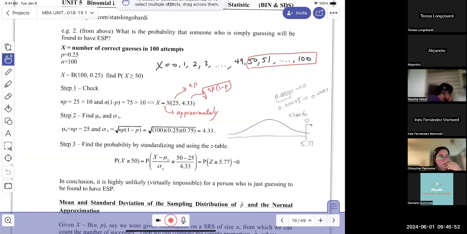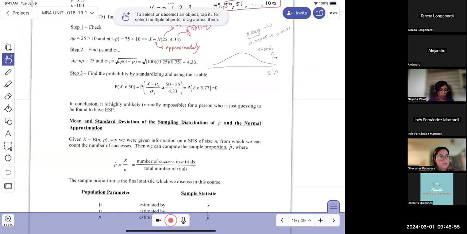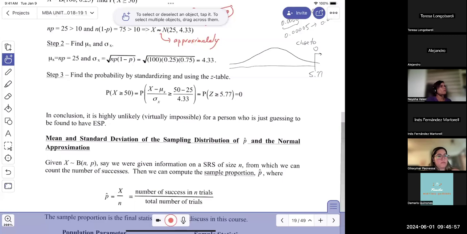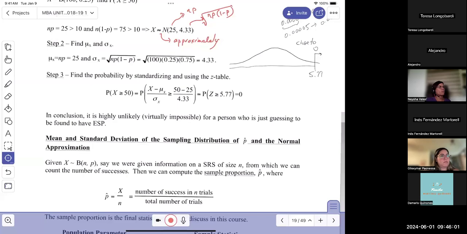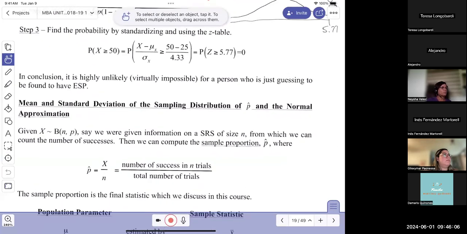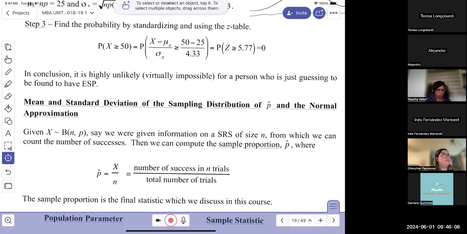I introduce the idea here. P hat. What's P hat? If anyone's read ahead or understands, what's P hat? So P hat comes from X. X is the number of successes in N independent trials. If I divide it by the total number of trials, I get what's called the sample proportion.